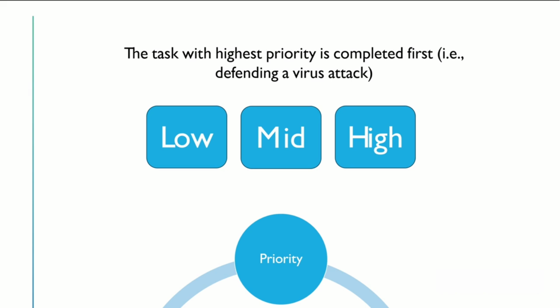So looking at these tasks in the middle, one has low priority, one has medium priority, and one has high priority. If we're looking at a priority scheduling algorithm, then we will finish the high priority first, then the medium priority, and end with the lowest priority last.